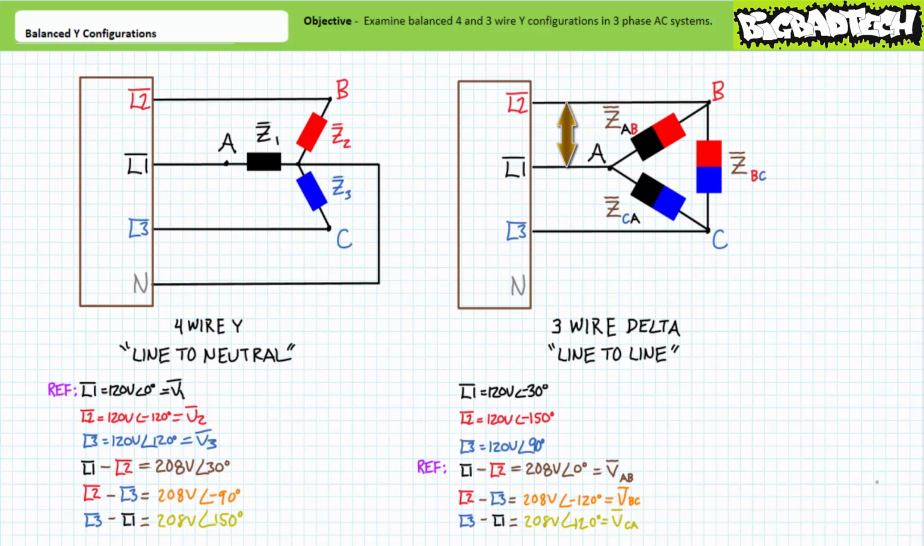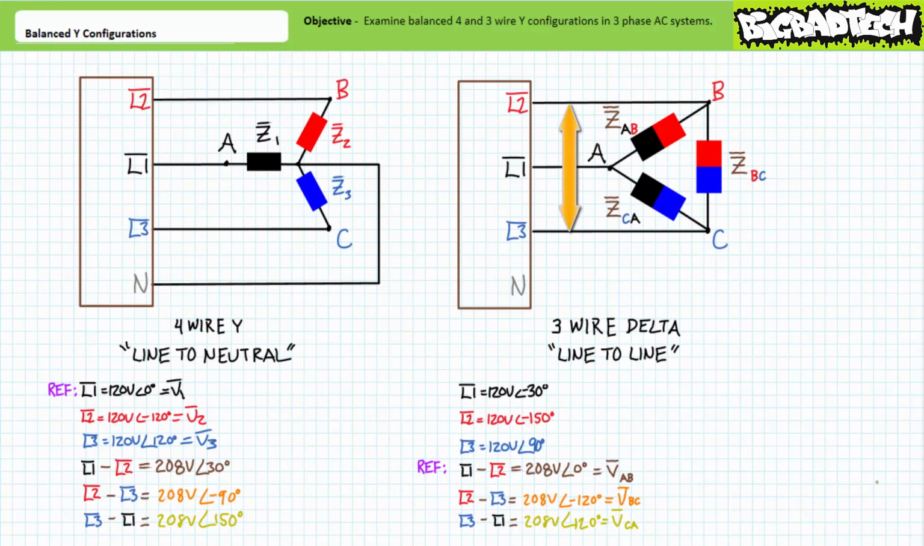Between lines L1 and L2, connected to nodes A and B, there is a differential of 208 volts at an angle of 0 degrees. Load impedance ZAB goes from node A to node B. It makes sense that the voltage across load impedance ZAB is 208 volts at an angle of 0 degrees.